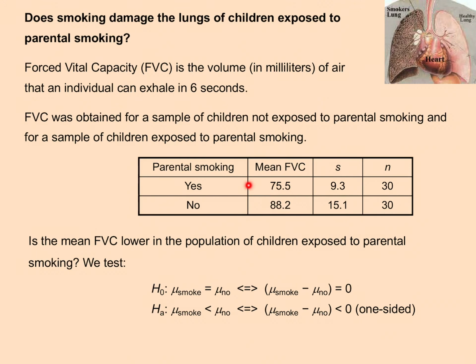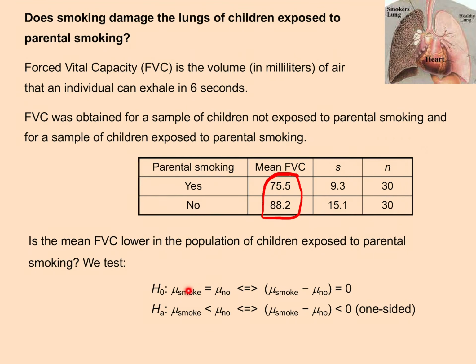Here we have our summary table. Parent smoking status, yes, no. You can see that children who lived with parents who smoked had a 75.5 average FVC, standard deviation, sample size of 30, whereas children who were not exposed to secondhand smoke had a forced vital capacity of 88.2, standard deviation and sample size of 30. So our question then is: is this difference that we see between these sample averages just random variation, or is it due to some negative effect of smoking on forced vital capacity?